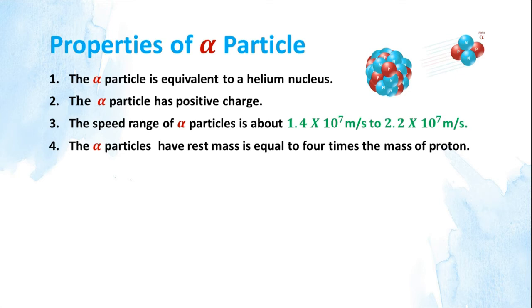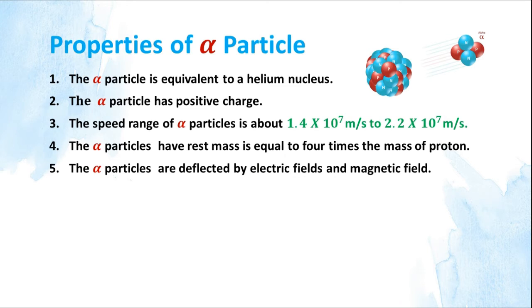And then the next property is that alpha particles are deflected by electric fields and magnetic fields. You know very well electric fields and magnetic fields. So even alpha particle can easily deflect in both electric and magnetic fields.